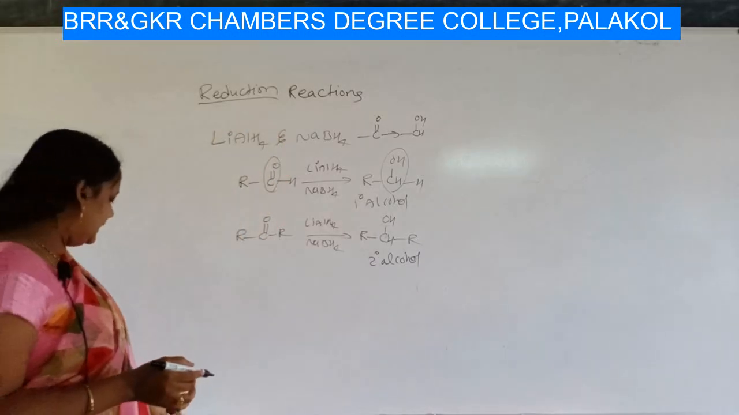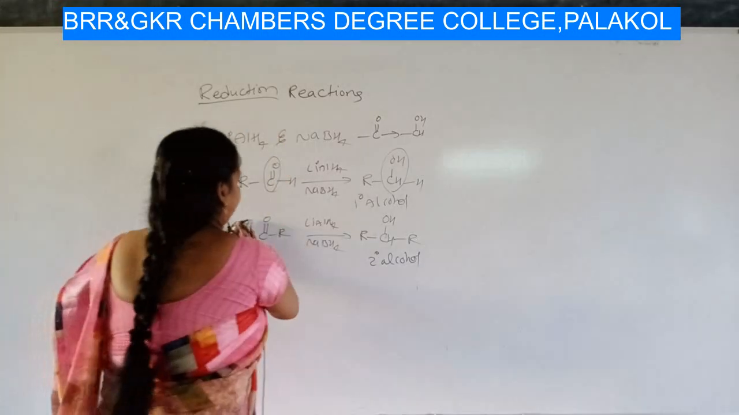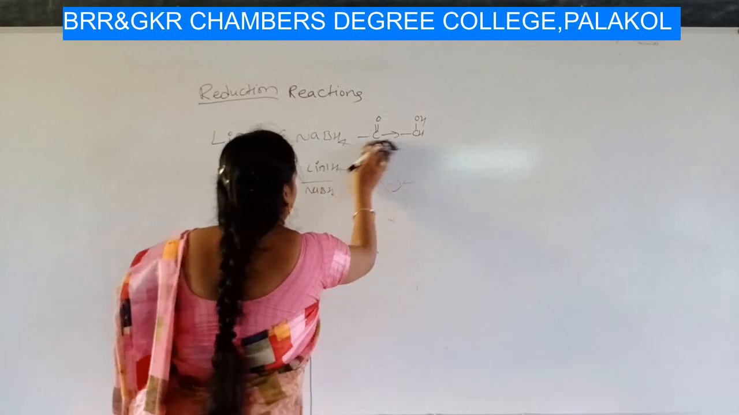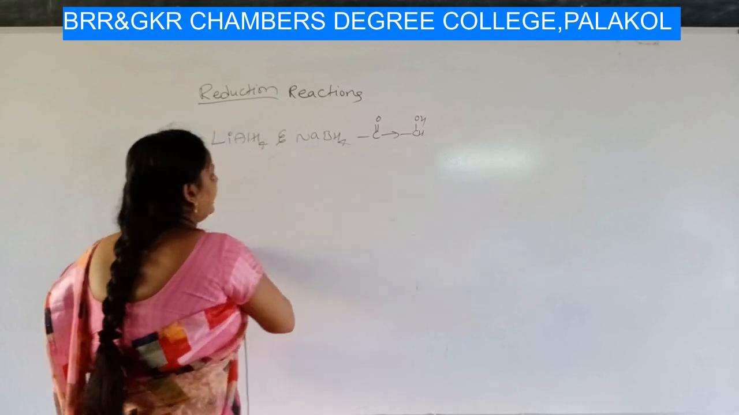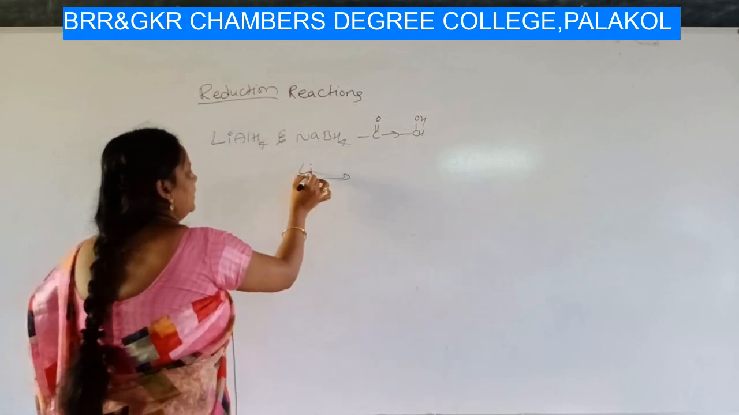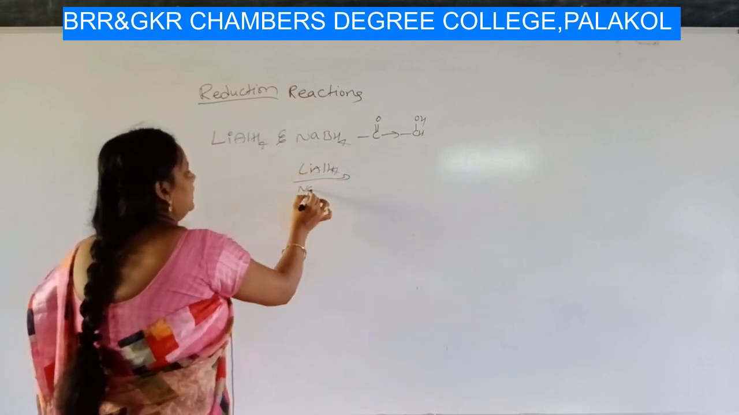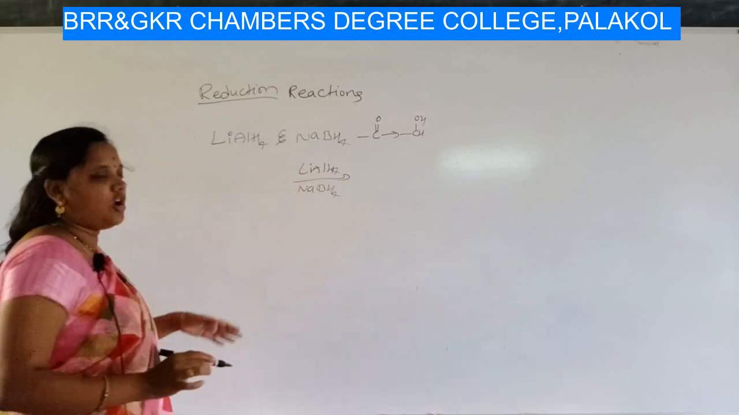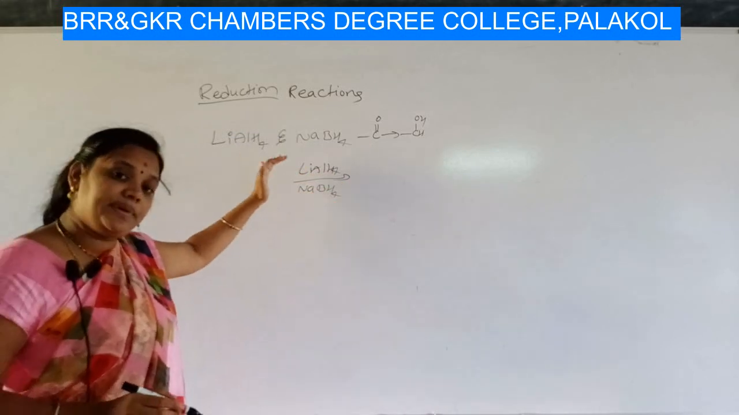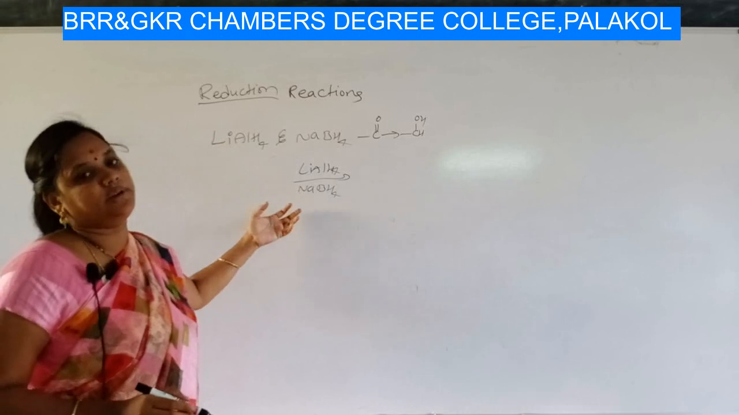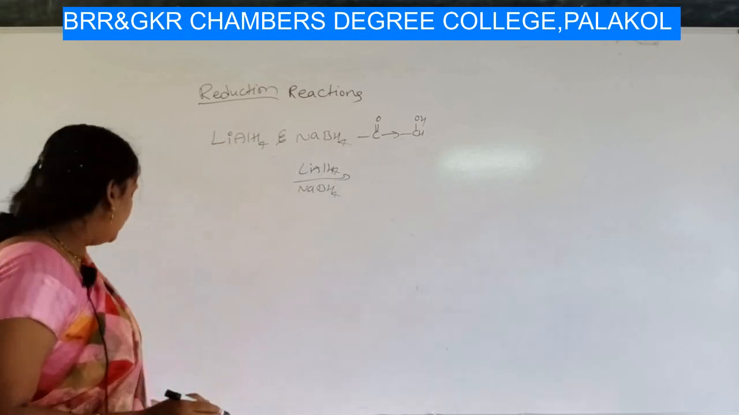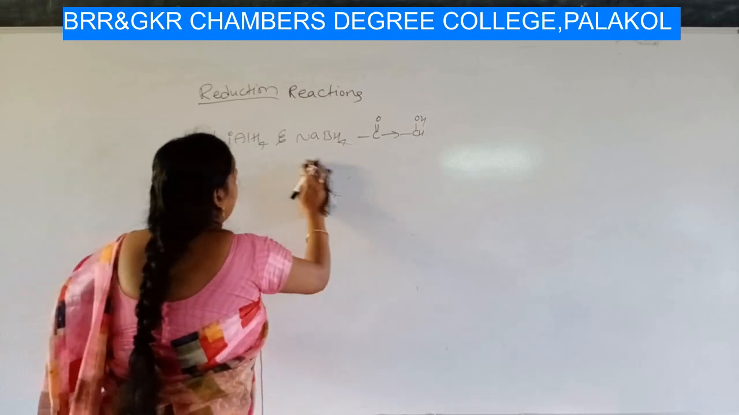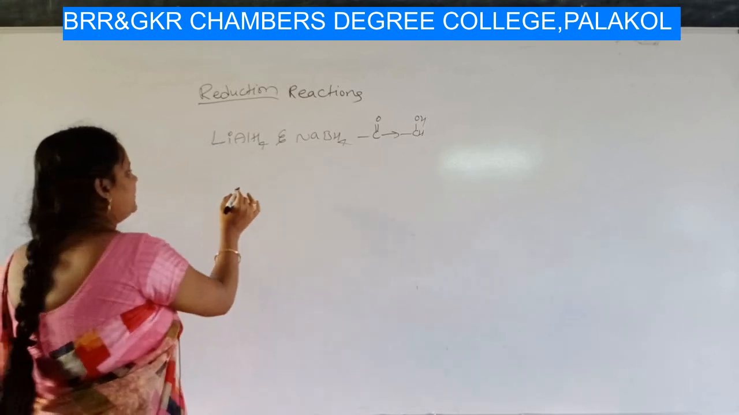Okay students, let us solve a few examples. I wrote on the arrow lithium aluminum hydride and sodium borohydride. It means that we are not using both reagents; one of these reagents is used, students. Let us move on to the next. Let us do some examples.